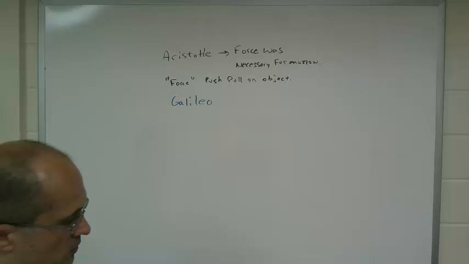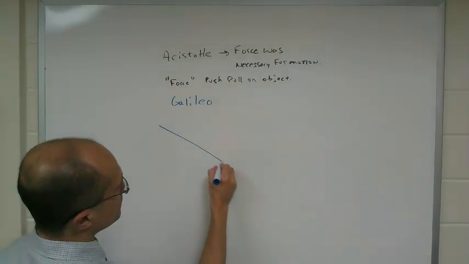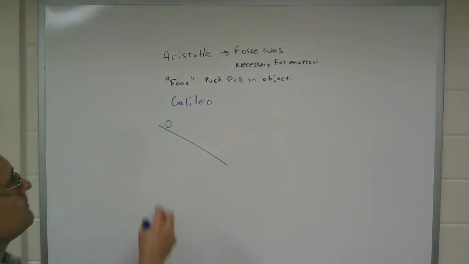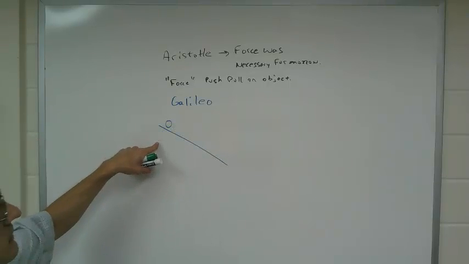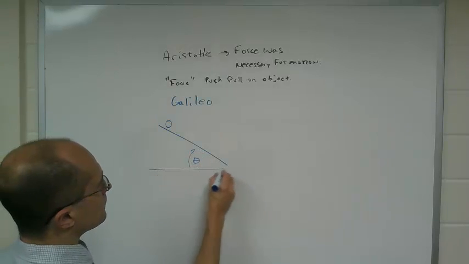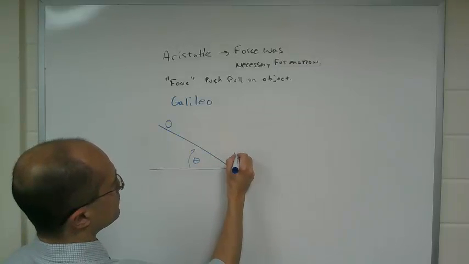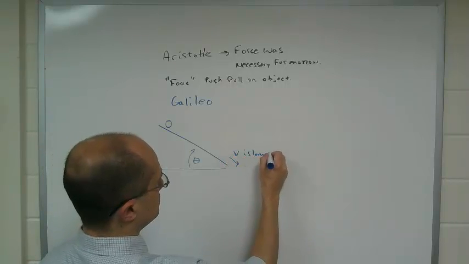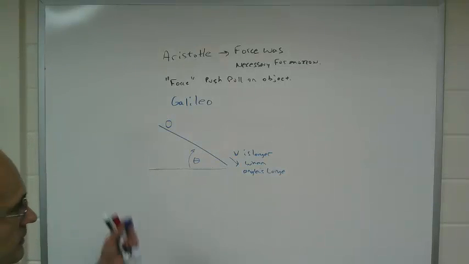Galileo is going to do some experiments to study motion. The experiment he's going to do is take a plane, put an object on it, and watch it go down the plane. What he notices is that as he increases the angle of the plane, the object moves faster. It has a bigger v for the larger angle. So it starts at rest and it's moving faster at the bottom as he increases the angle.